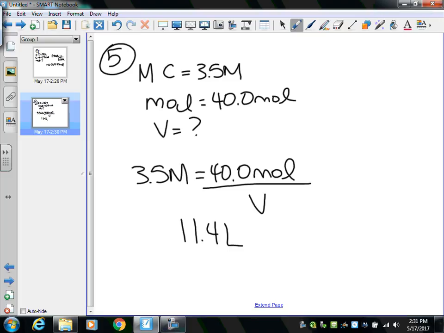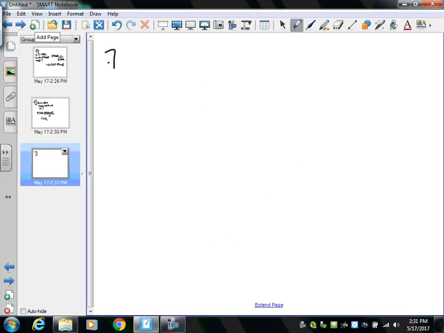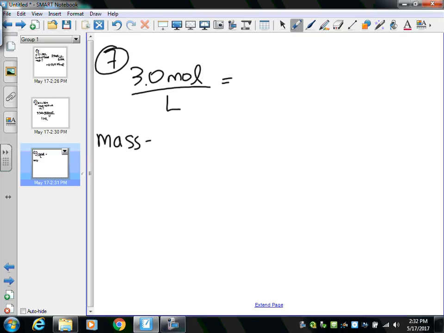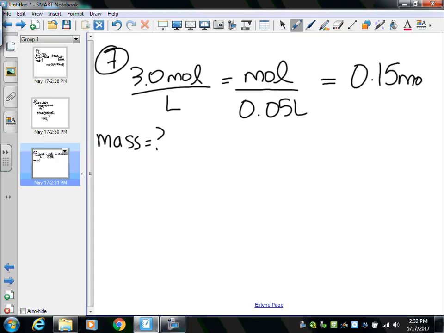So I'm going to move to 7. And I know I talked about this, I believe, this morning in the review for those of us that were there. You were asked about it. I set it up the same way. So I look at it as 3.0 moles per liter. What am I being asked for again? So mass is my question. So here I'm going to have moles divided by my volume of 0.05 liters. Again, this would be your concentration or molarity. Moles and liters. Multiply those together. Right? So here I would get 0.15 moles. Are we okay with this so far?